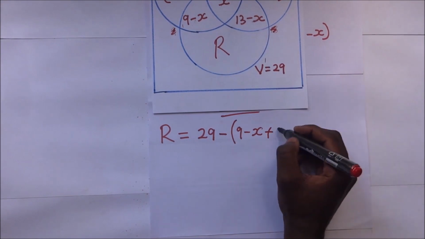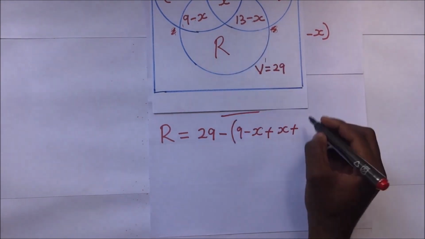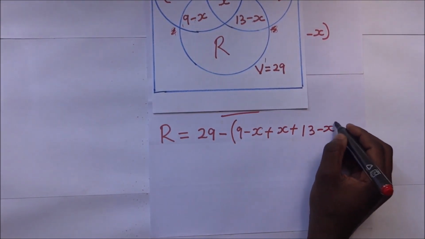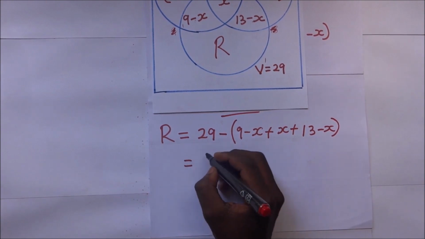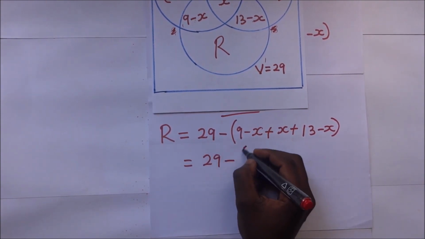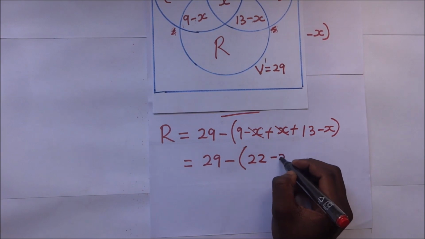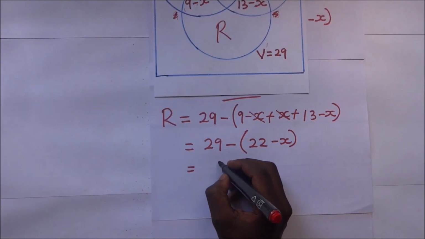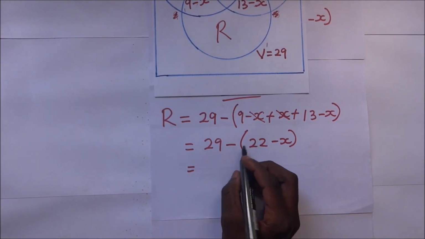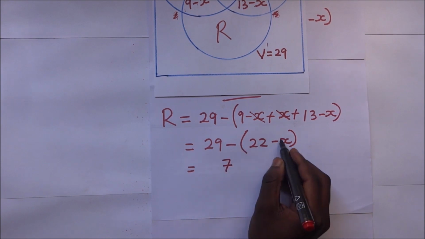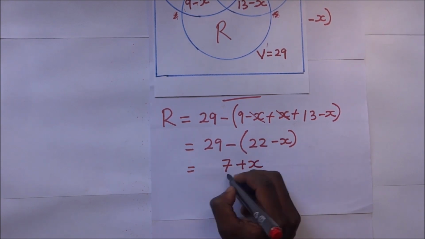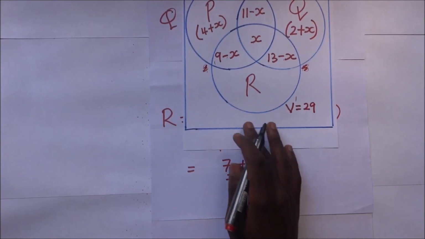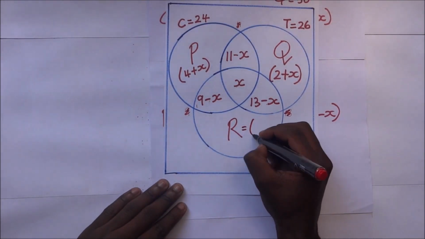plus x plus 13 minus x. So that's going to become 29 minus 22 minus x. So we shall end up here with 29 minus 22 giving us 7, and this and that is plus x. So our value of R here is 7 plus x.